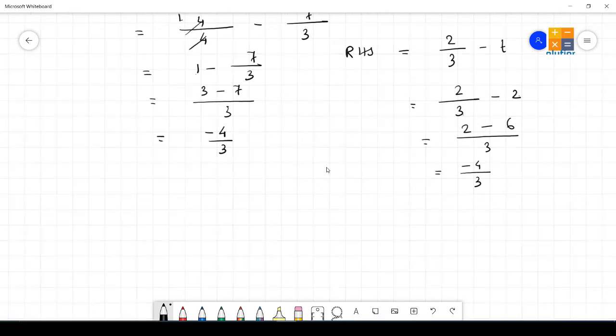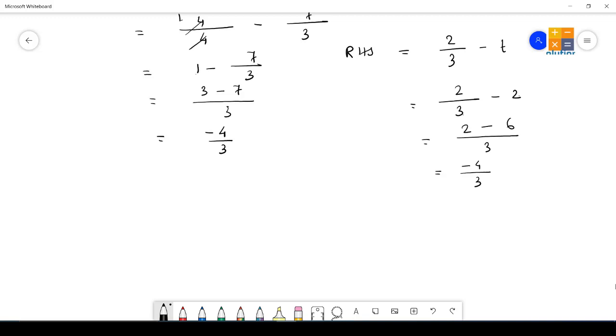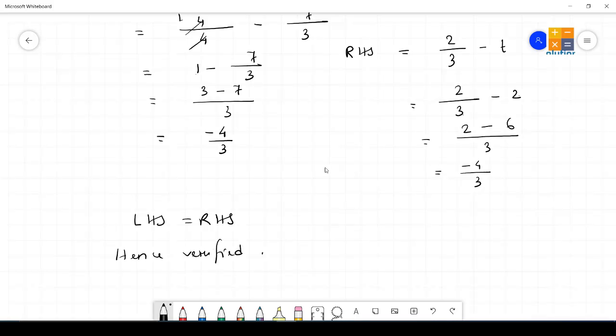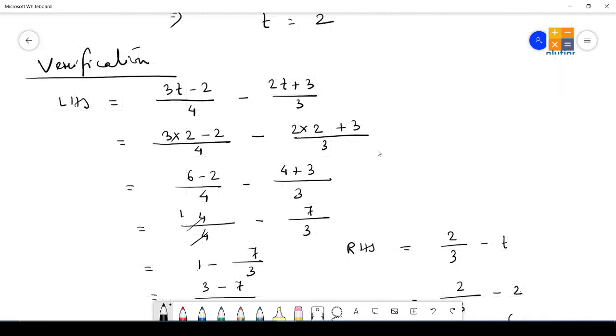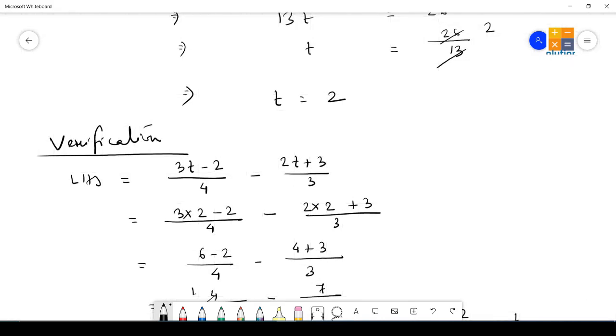So what conclusion can we draw? Finally, LHS is equal to RHS. Hence verified. And the result for the value of t is what? It is t is equal to 2. This is the answer of this question. T is equal to 2. So this is the answer of question number 5.